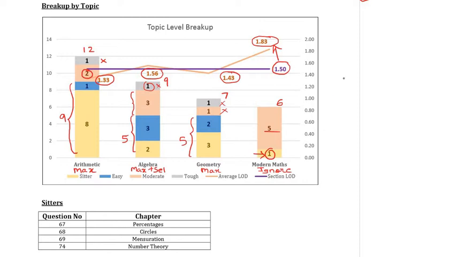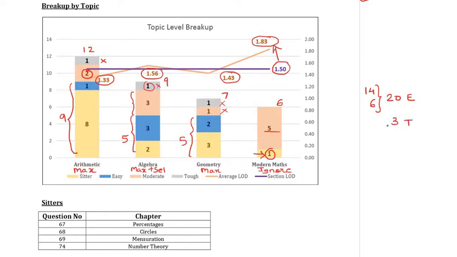So now when I want to look at the overall attempts, what I see is that there were 14 sitters, which was a huge chunk because we said there are generally 15 to 17 easy questions. Whereas here only 14 of them were straight away sitters. There were 6 easy questions. So here this mock was far simpler because there were 20 easy questions instead of 15 or 16. There were 3 tough questions as expected.